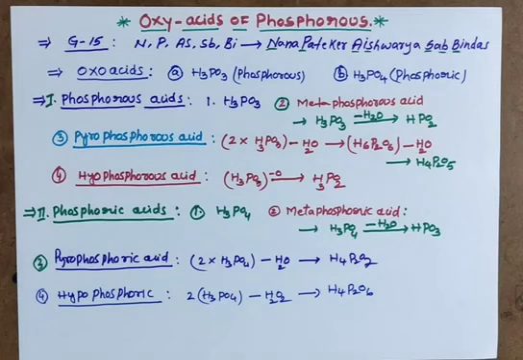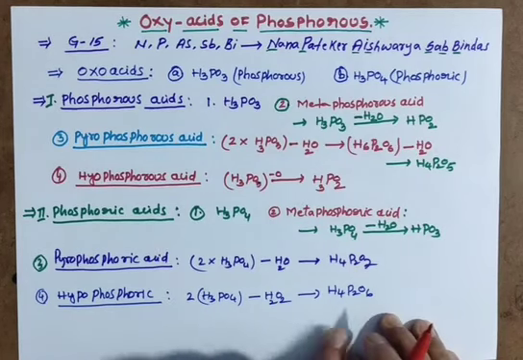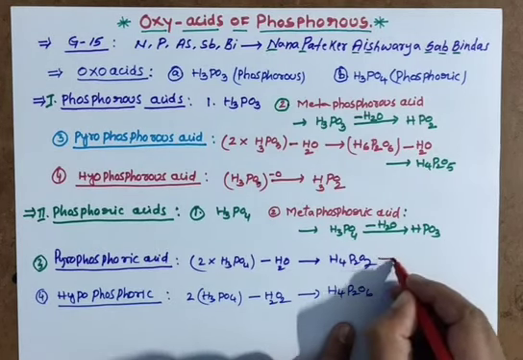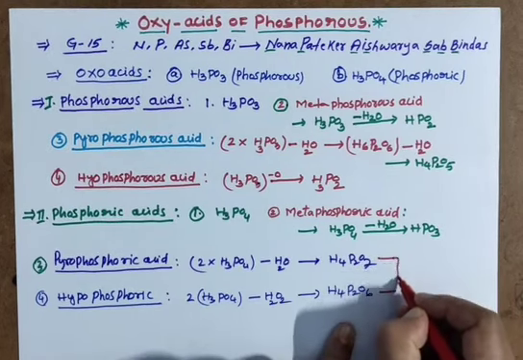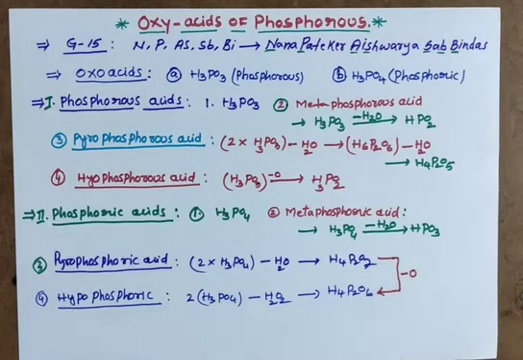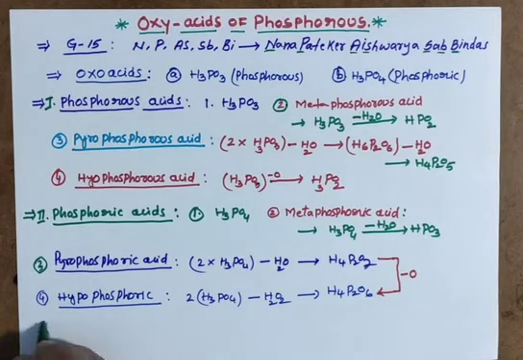And another trick you have: from pyrophosphoric acid, simply remove one oxygen. From pyrophosphoric acid, remove one oxygen, you get hypo. So 2 tricks are there here. Both you can use, any one, for better understanding. So 4 completed. And the last one we have is peroxyphosphoric acid.